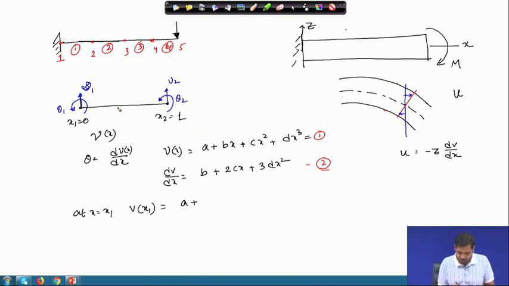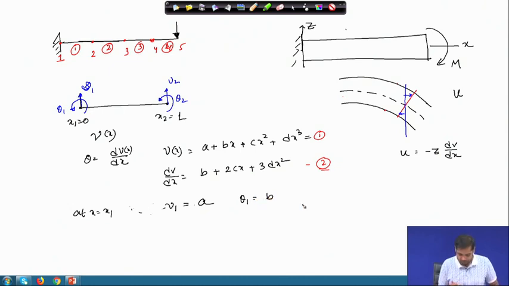So, essentially, at x is equal to x1, what happens? If you substitute x is equal to 0, then V1 becomes A. So, this is one expression. Similarly, theta 1 is obtained by substituting x is equal to 0 in the slope expression, so theta 1 becomes B.